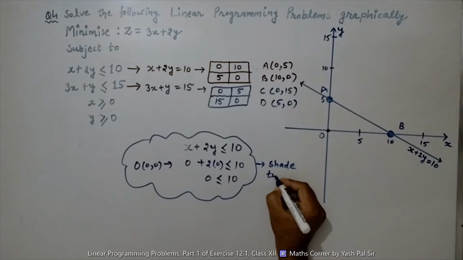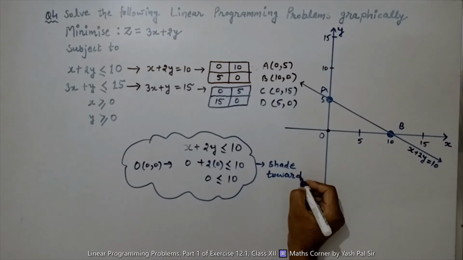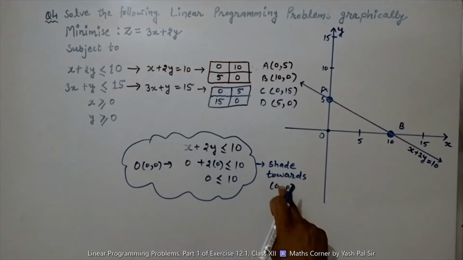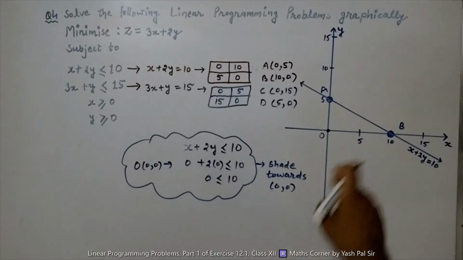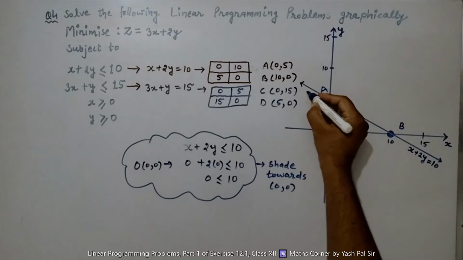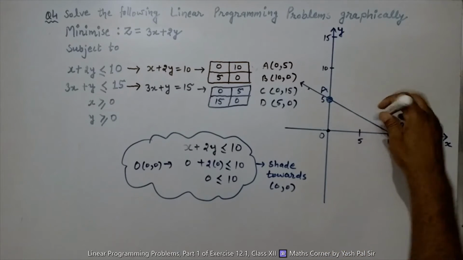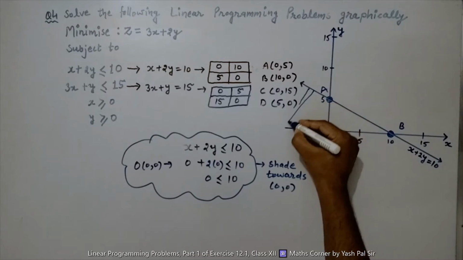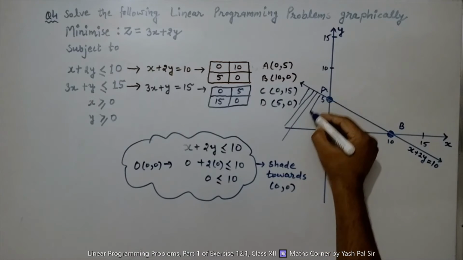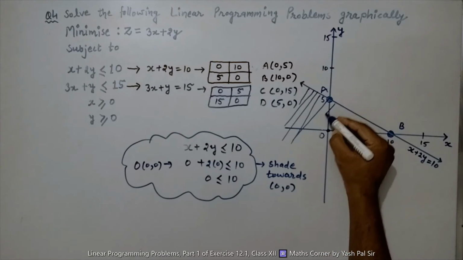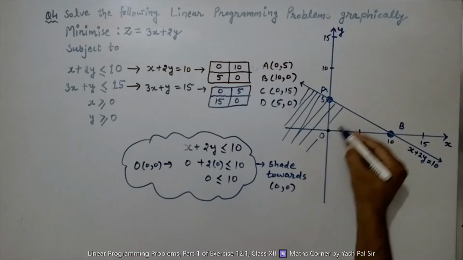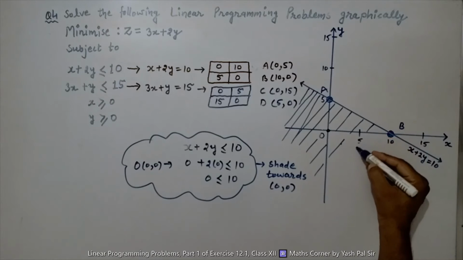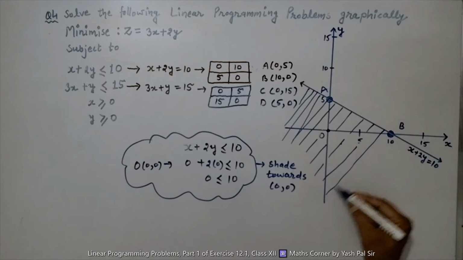Shade towards 0, 0, because this is true. True means towards 0, 0. False means away from 0, 0. Right? So this way we are shading. This is the 0. To this side we are shading, like this. This way we are going to shade.